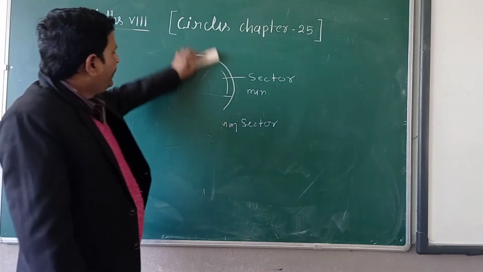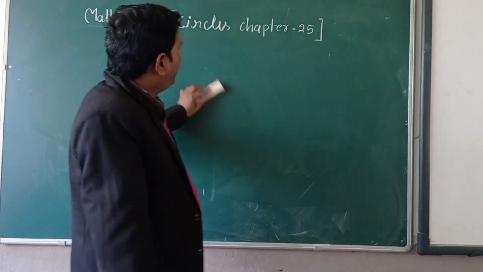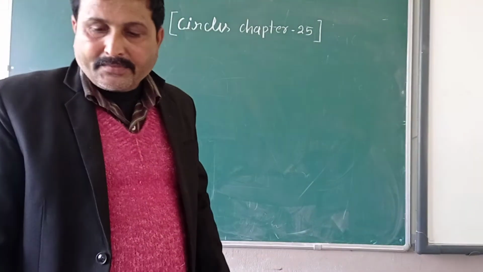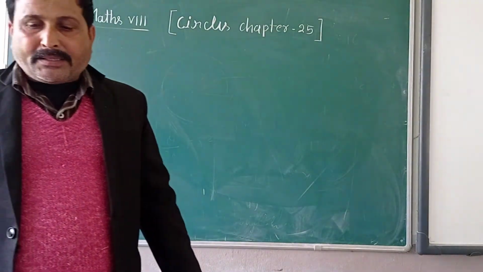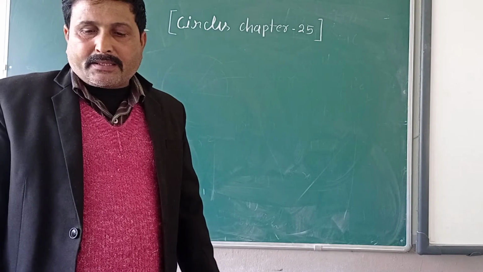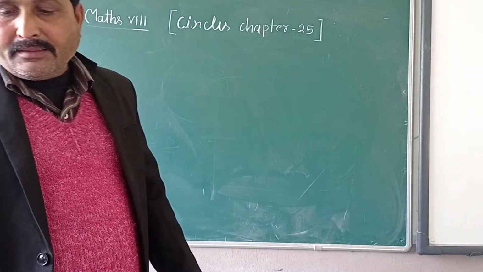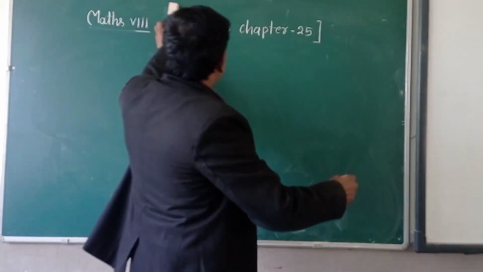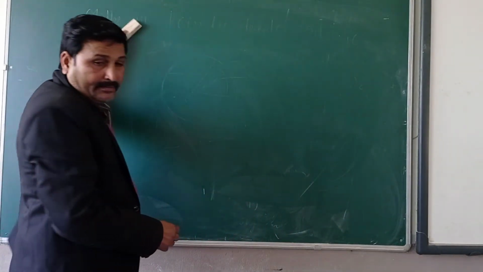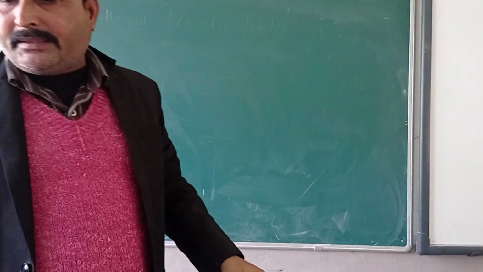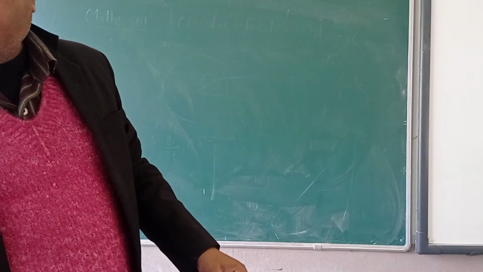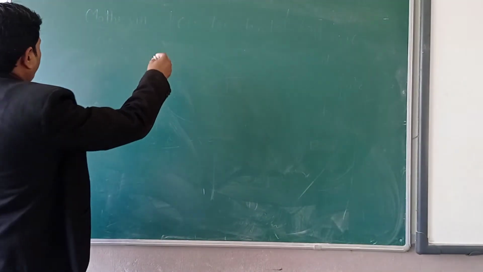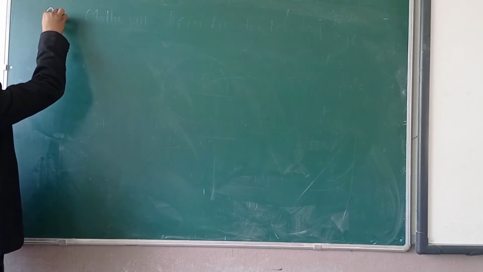Now, some theorems are there. Theorem given: the perpendicular from the center of a circle to the chord bisects the chord. This is a given property, but you can say that this is a theorem. It means prove that, because I am going to make the question. Question first.